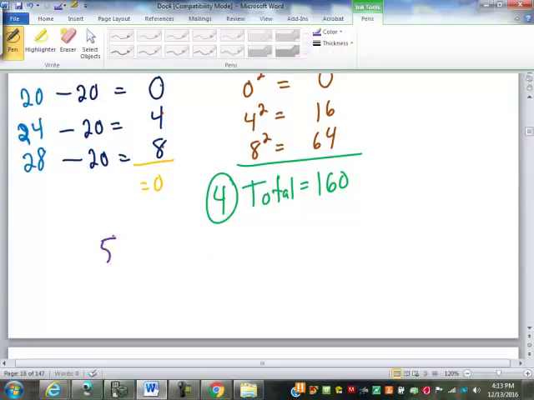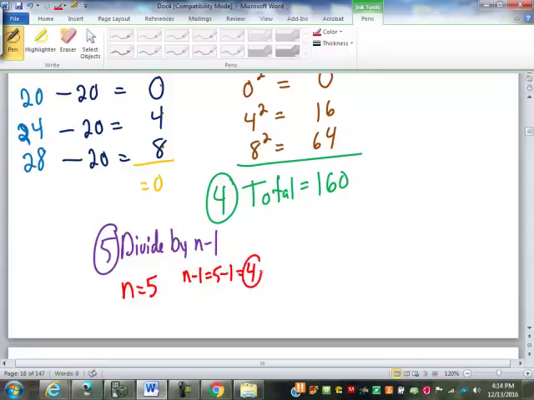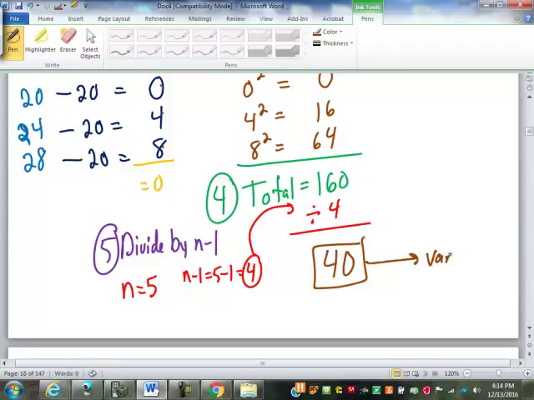Step 5 is to divide by n minus 1. So for this data set, n equals how many? 5, right? So n minus 1 equals 5 minus 1, or 4. So we divide by 4. 160 divided by 4 is 40. That number right there is called the variance.